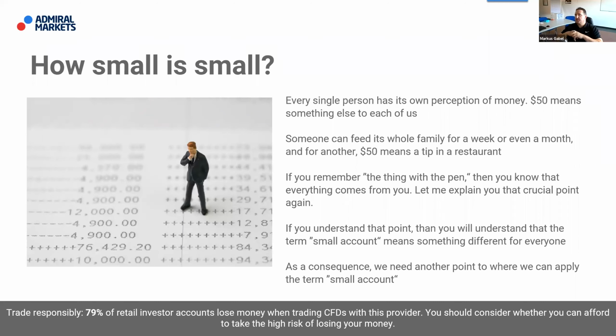$50 means something else to each of us. Someone can feed their whole family for a week, or if you look at Africa or Asia, maybe even for a month. $50 for an African dad or husband is a really huge amount of money. And for another guy, $50 is just a tip in a restaurant. So you see, 50 euros or $50 means different things to each of us.